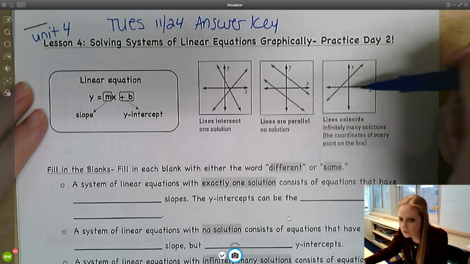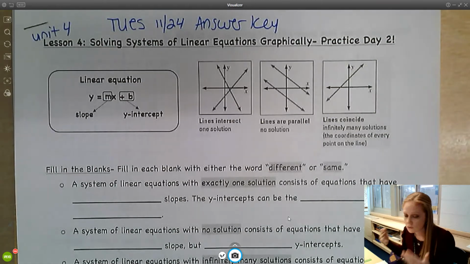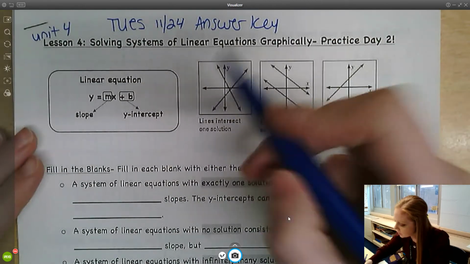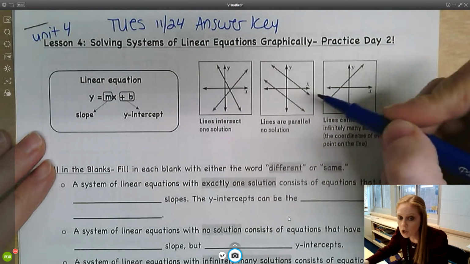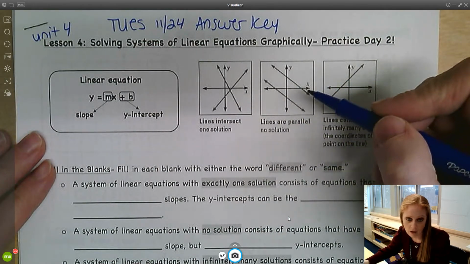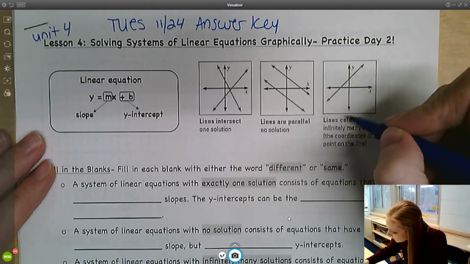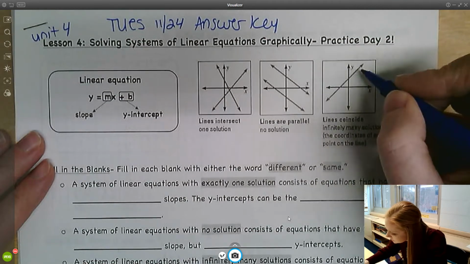And here are our 3 different types of solutions for systems of linear equations. And a system is just when you have 2 or more linear equations. You can have one solution, which means they intersect once. You could have no solutions, which means they never intersect. That would be for parallel lines. Or you could have infinitely many solutions, which would be 2 lines on top of each other.